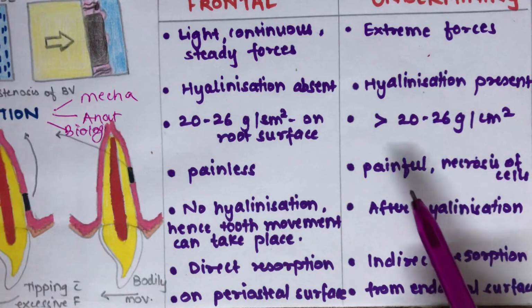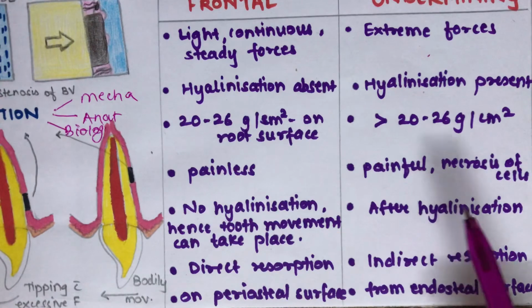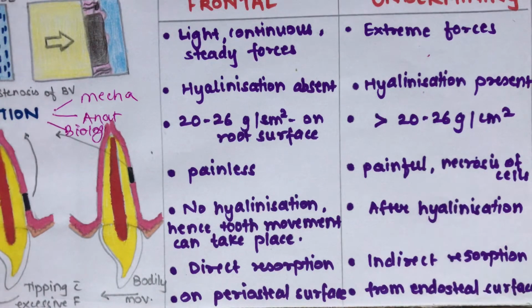Now in undermining resorption, we have seen the forces are extreme, so there is formation of hyalinized tissue. That means the cells are dead, that is, necrosed. Because of this, obviously the osteoclasts are non-vital, as it is hyalinized and necrosed tissue. The resolution starts when cellular elements such as macrophages, foreign body giant cells and osteoclasts from the adjacent undamaged area invade into the necrotic zone.